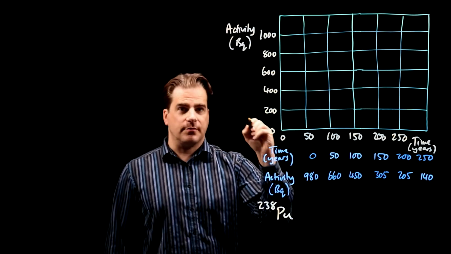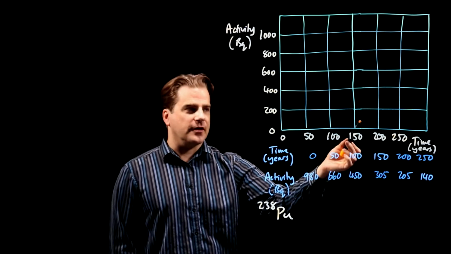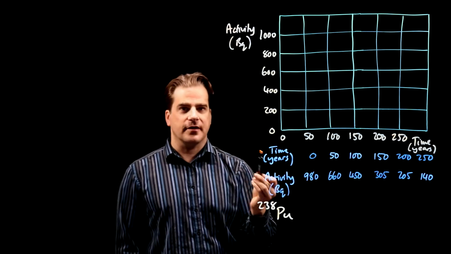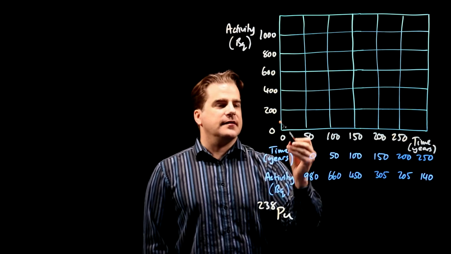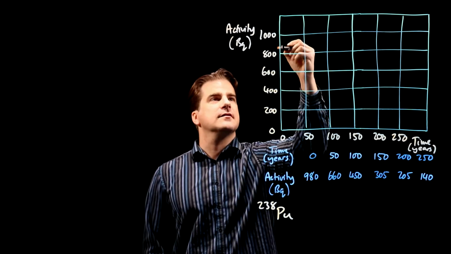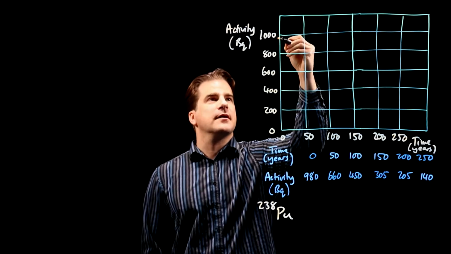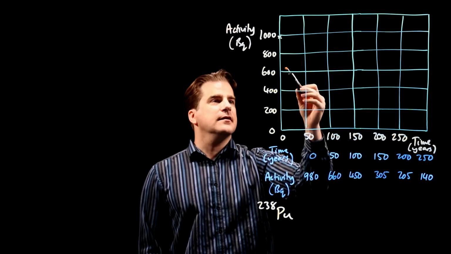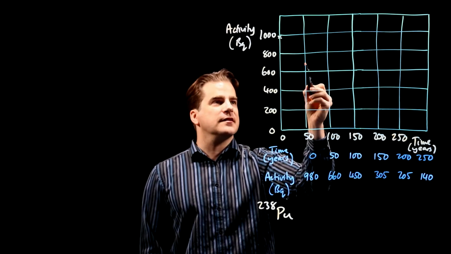Right, and when you plot it, be as accurate as possible. I'm going to do the best I can. Obviously, I've done this by hand, but you've got a grid to help you, and you have to get it accurate to get full marks. So, time of 0, activity was 980. 900 is there, so 980 is going to be about there. 50, 660. 600 is there, 700 is there, so 660 is going to be about there.